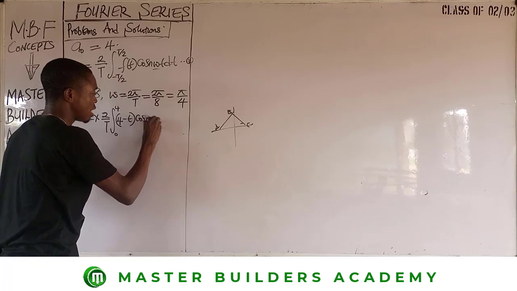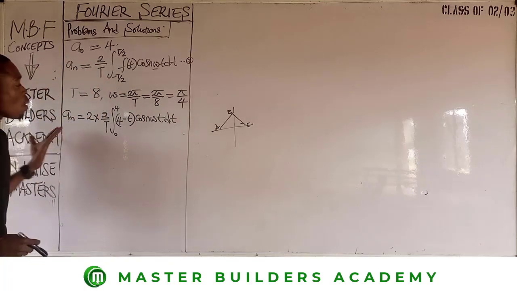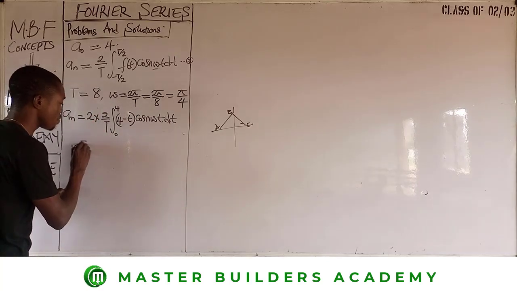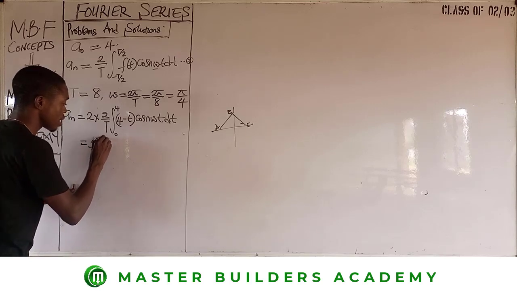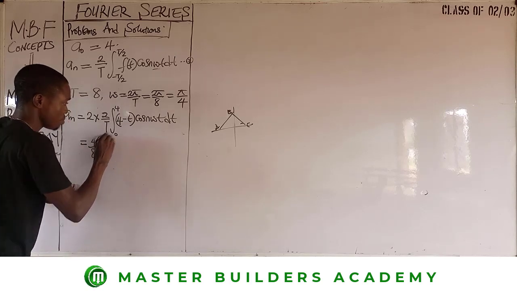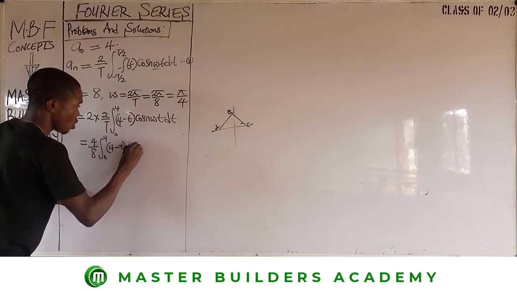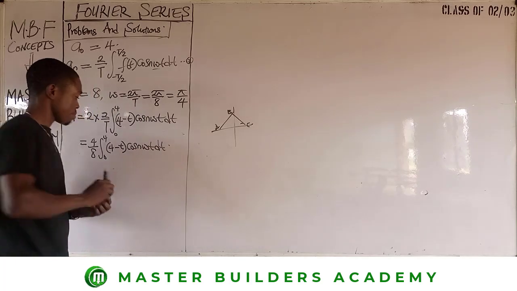Cos n omega t dt. So what we need to do now is to put in the value of this. And if we do that, this will have given us 4 over 8 integral of 4 minus t cos n omega t dt.